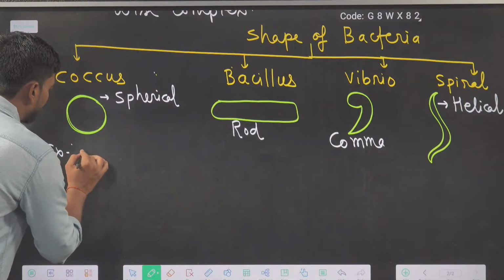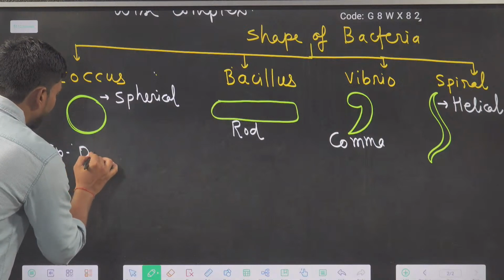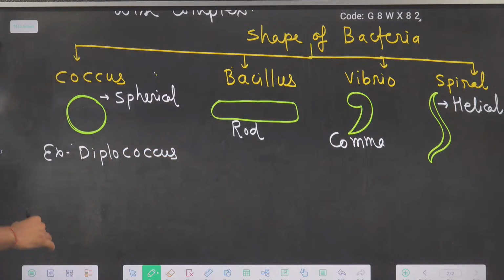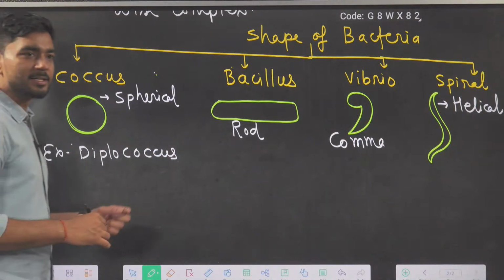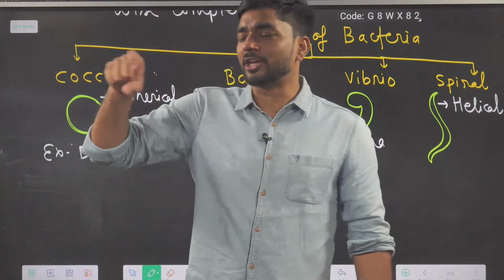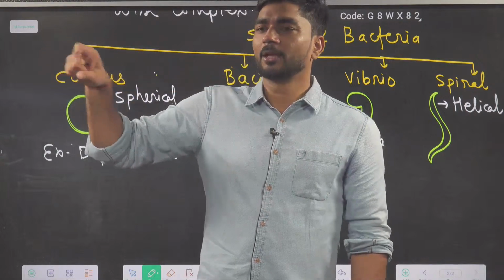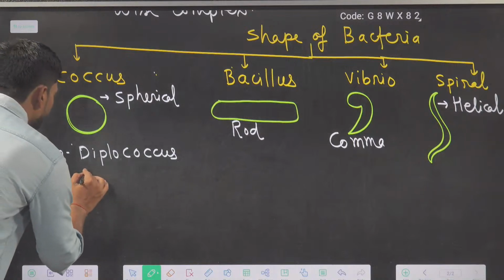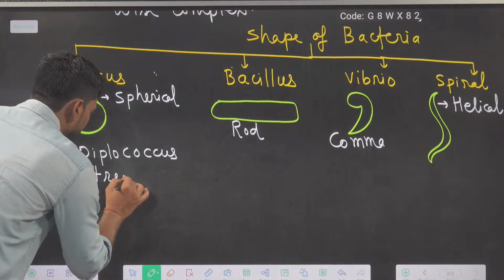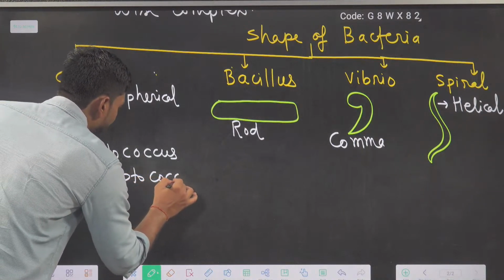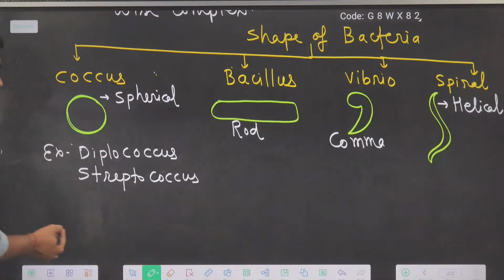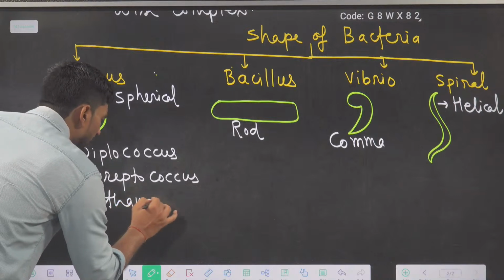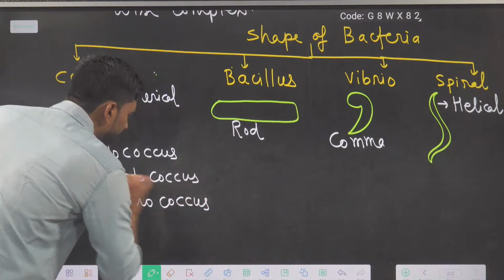If it is two in number, we can say it's a Diplococcus. Next one is when it is present in a single chain, like more than one is there. So we can say it's a Streptococcus. Same as it is, we can say it's a Methanococcus. So a lot more examples we can have.